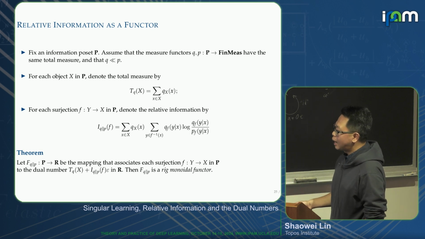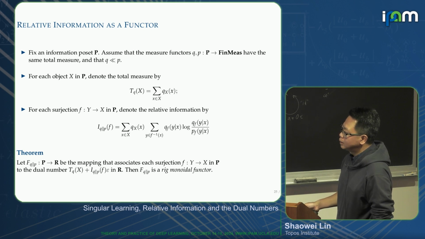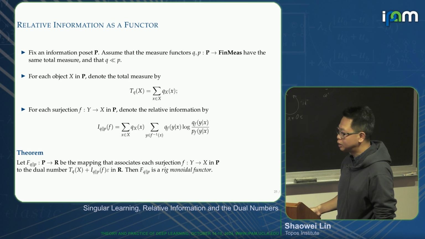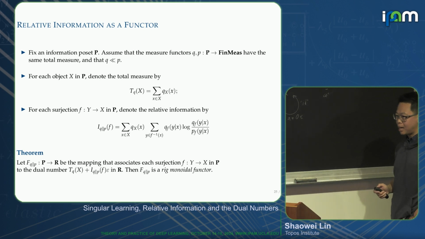In this functor, I'm going to take every conditional map from some random variable y to random variable x in P, and map that to the dual number where the first number is given by the total measure, and the second number is given by relative information times epsilon. It's a very strange map.